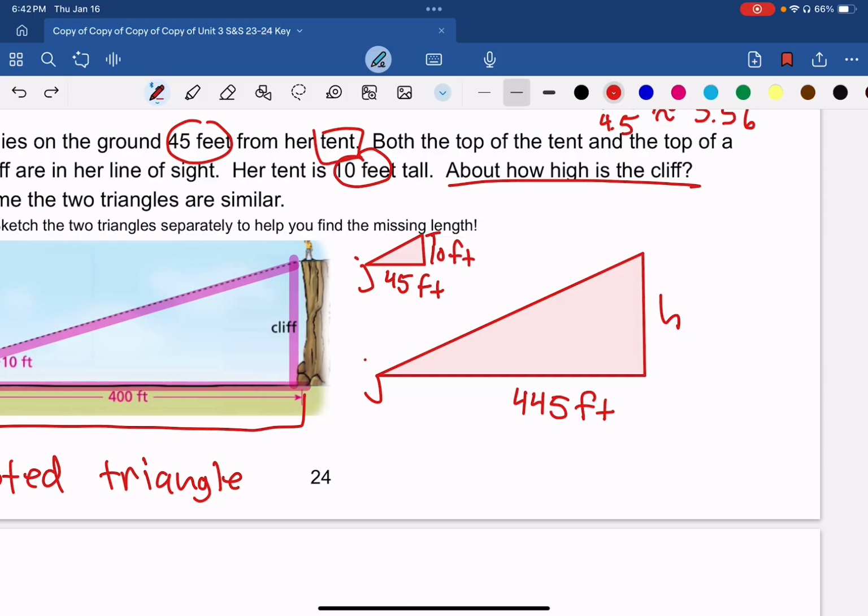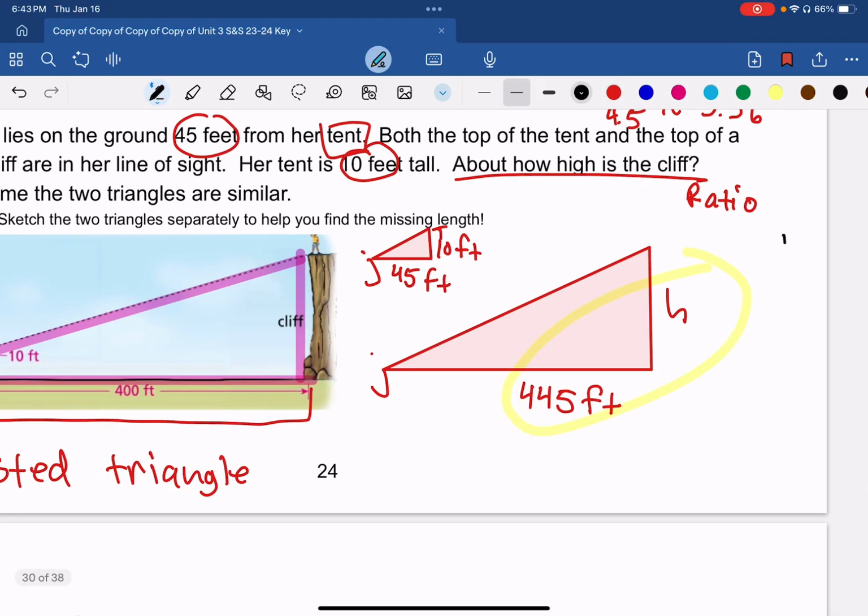All right, this time, let's see here. I haven't done ratio yet, so let's just do ratio. I don't really care how I set it up, right? Ratios just need to be right next to each other. So I can do 445 over h or h over 445. Doesn't matter to me. I can do either way. H over 445 is what I'm going to choose. And then on the other triangle, here's where it actually matters, right?